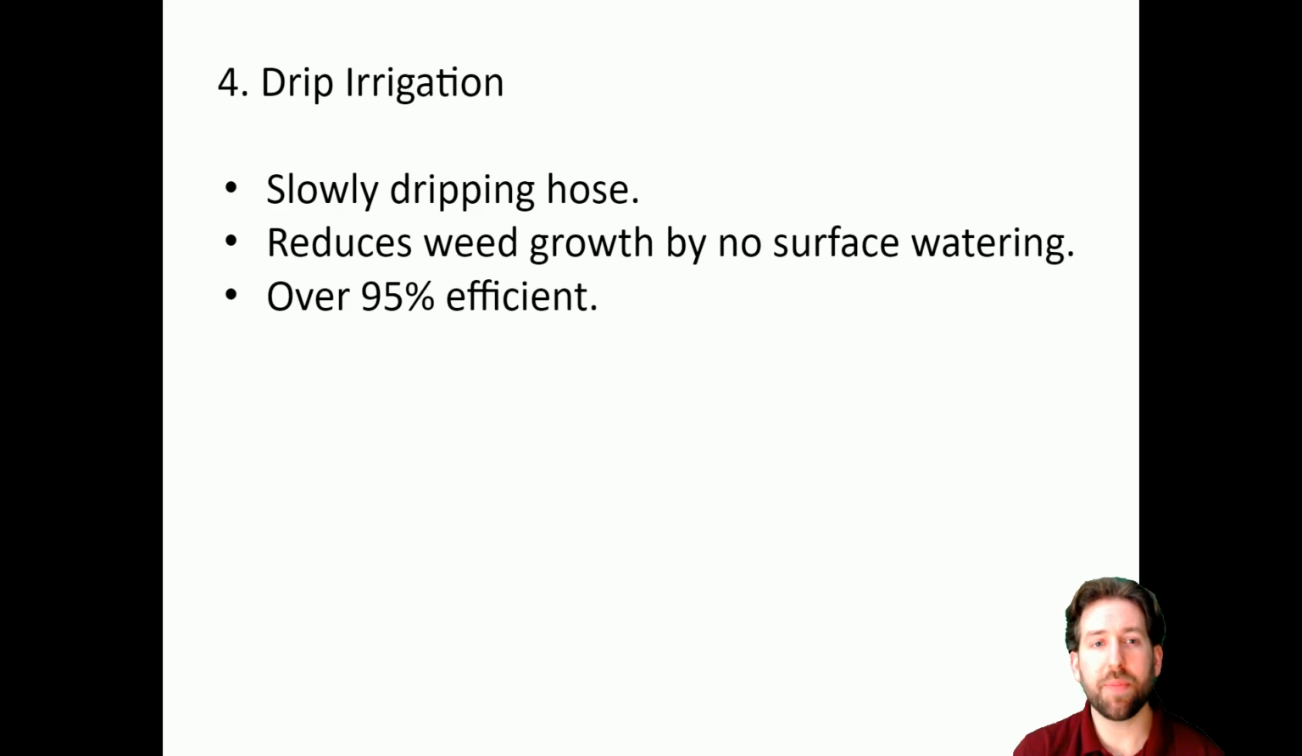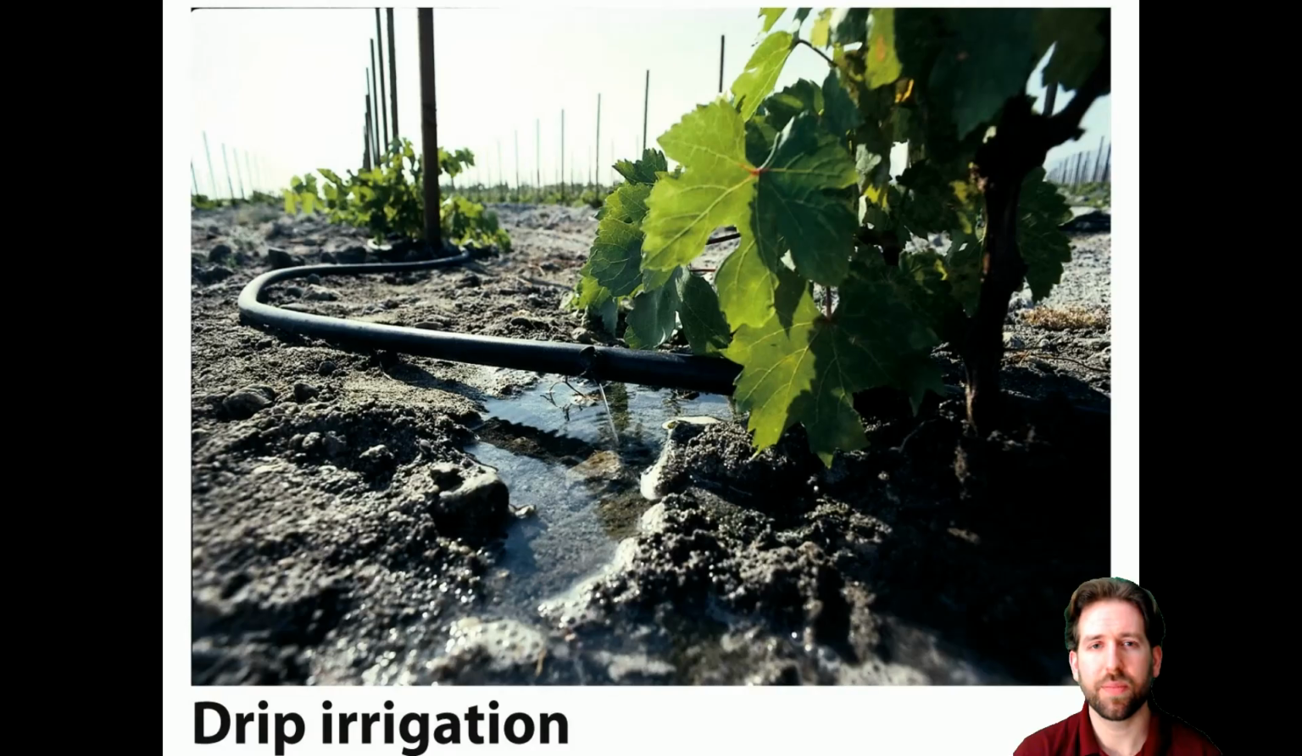The last type and the most efficient type of irrigation is drip irrigation. You have a hose that runs by your crops, and it slowly drips, drips, drips. It reduces weed growth because there is no surface watering. You're directly watering these drips onto the plants themselves, and again, it is very efficient, over 95% if you do it right. So here you can see that this hose is directly next to the plant, just letting that little stream, that little drip go.